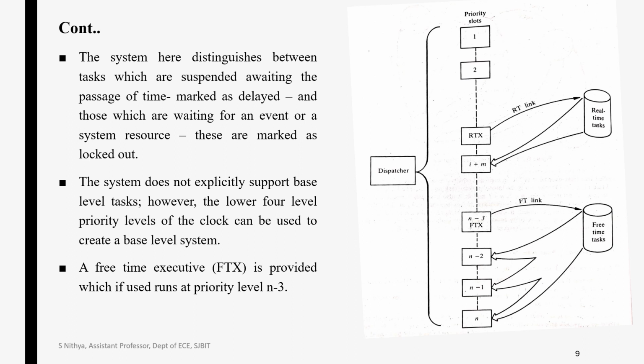So here you can see the dispatcher. There are a number of priority slots, 1 to n priorities. In that there are the real time task and also a free time task. The priority will be assigned to the real time task and the free time task. The high priority will be assigned to the real time task, and the low priority to the free time task. Among these, the dispatcher will select any one of the processes, and that will be sent for CPU execution.